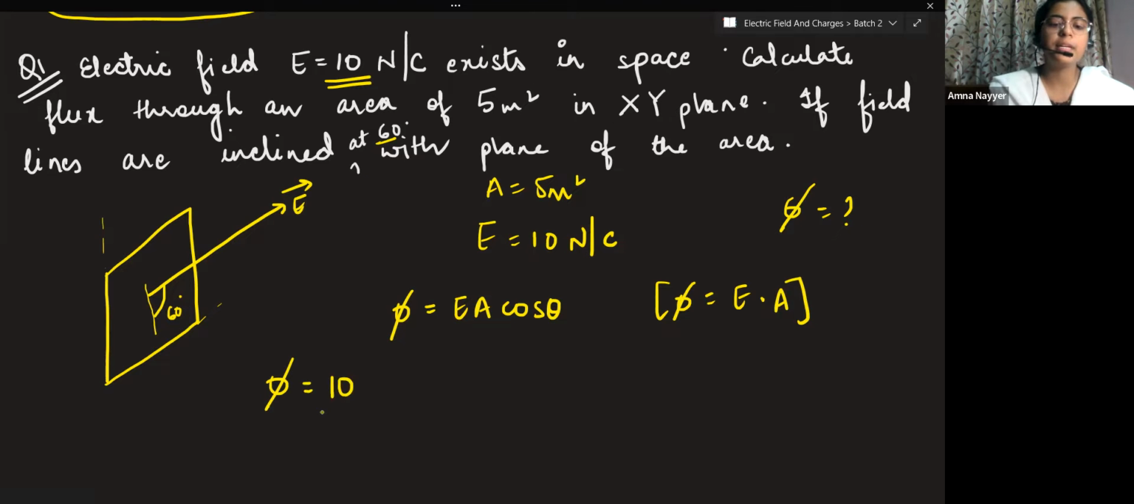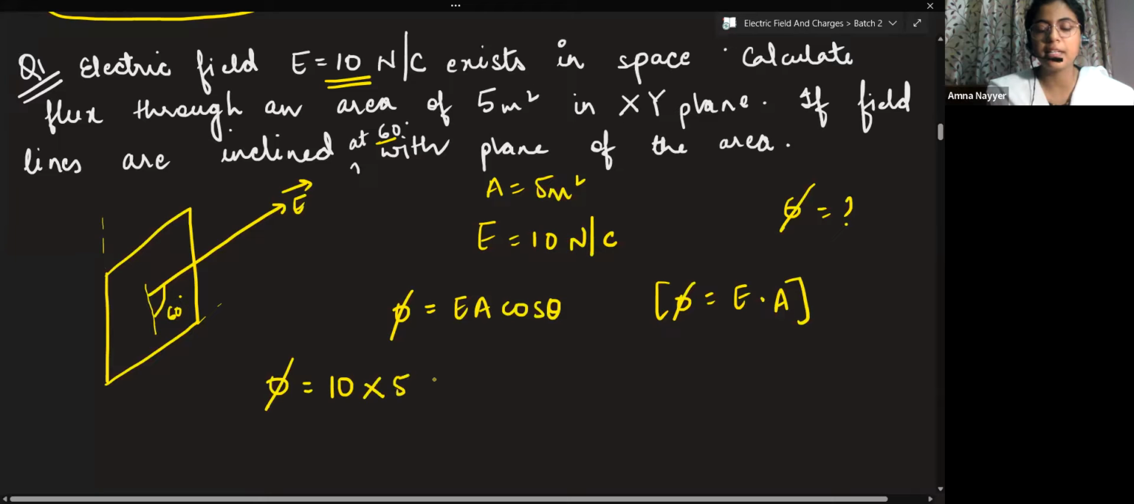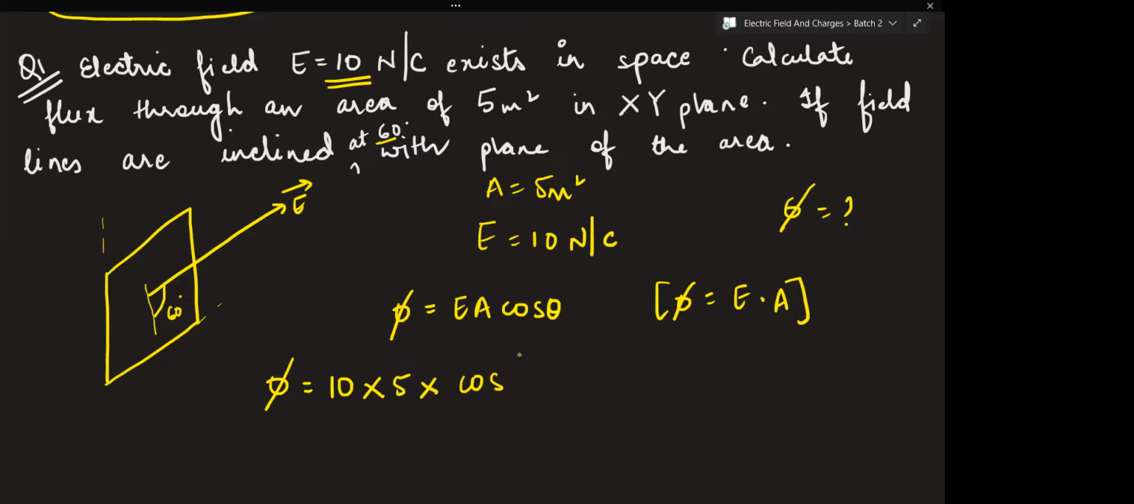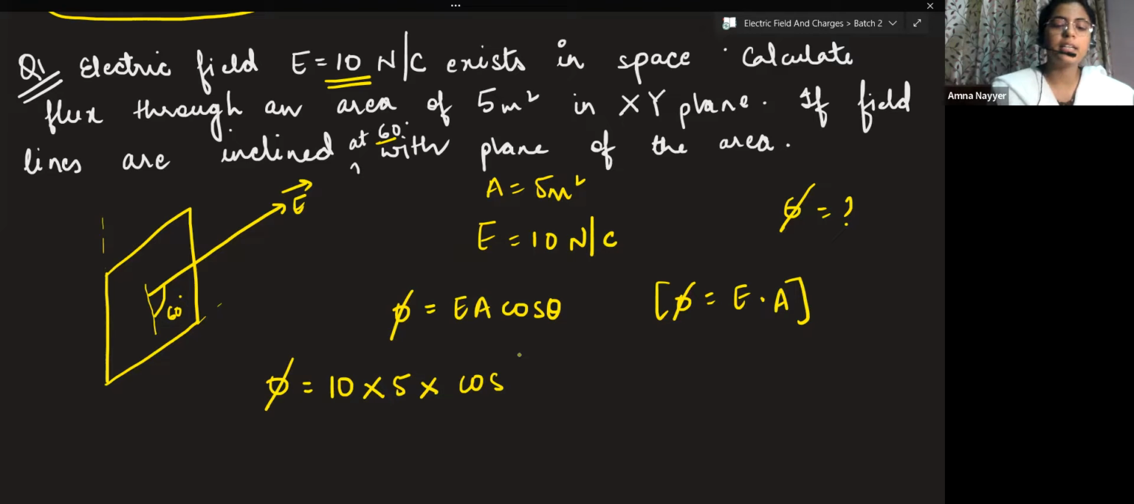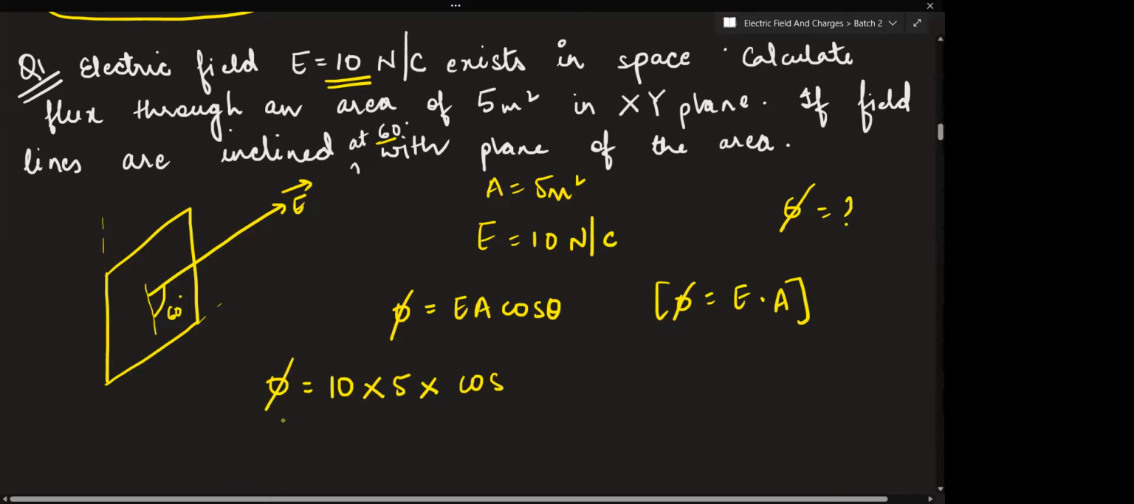So it should be 10. Hamza, you only tell me what is the area that I should put? Area is 5 meters square. So this will be multiplied by 5. And Hamza, complete this cos. What is the angle that I should put? Angle of 60 degrees. 50 cos 60 degree.